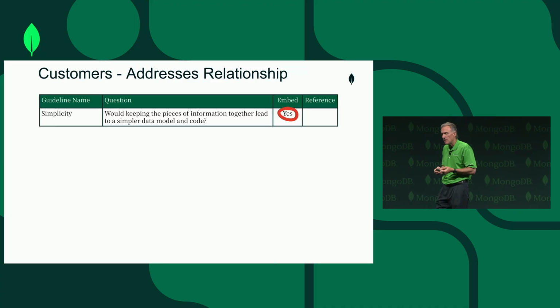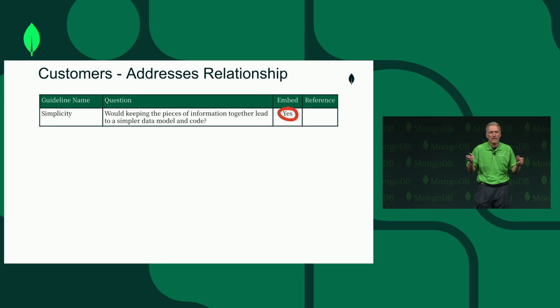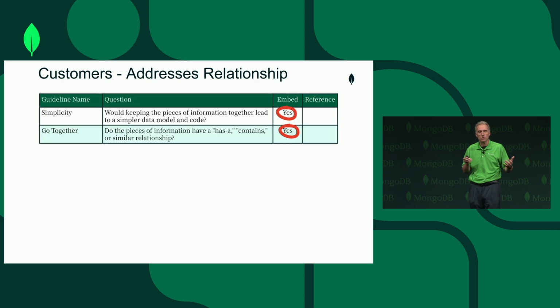Okay, so if it's not obvious if you should be embedding or referencing, we put together this list of questions. What you do is circle yes or no as you answer the question. If we look at this one, the relationship between our customer and our addresses, will keeping the piece of information together lead to a simpler data model in code? Yes, we circle, we go on, they go together.